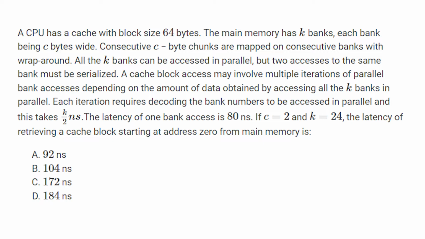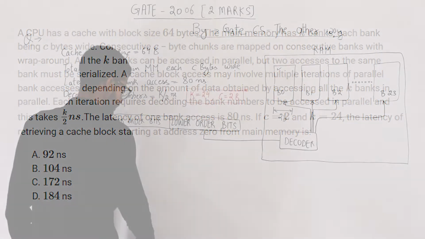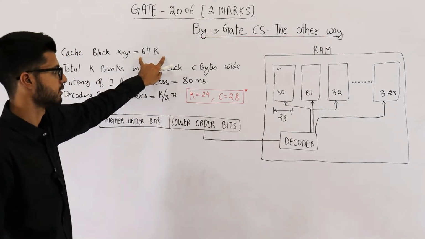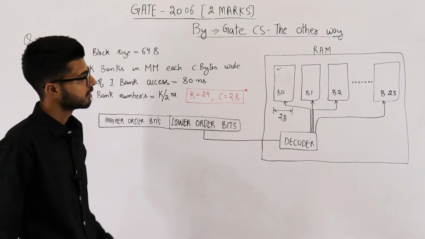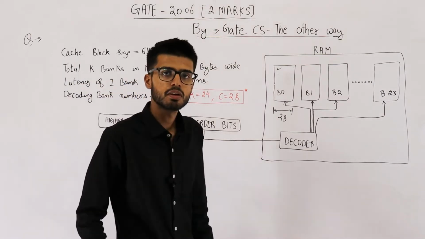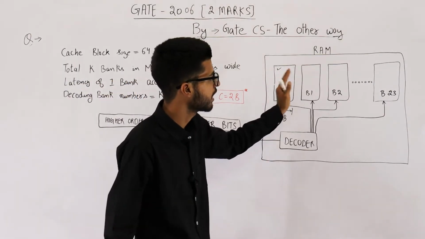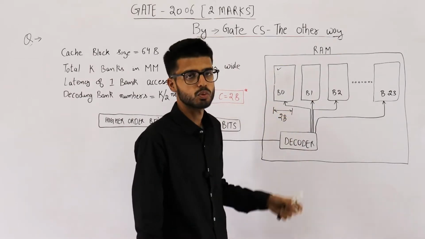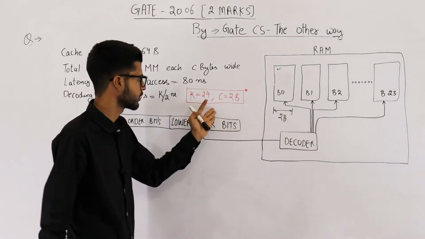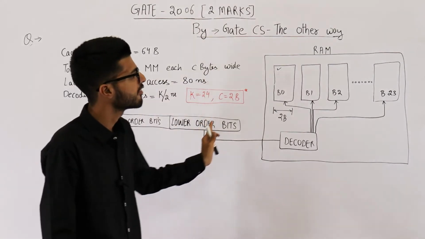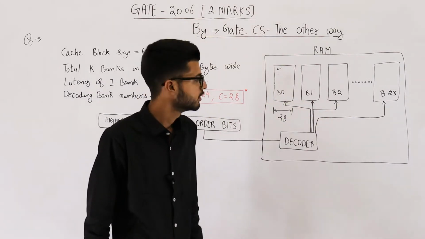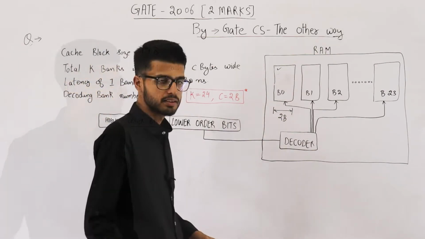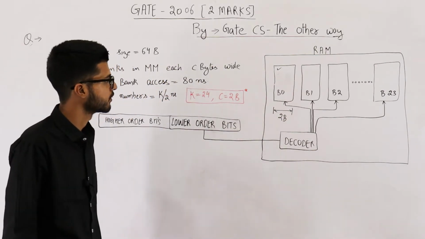So let's understand this much. They are saying you have cache block size of 64 bytes as well as the RAM comprises of a lot of banks. They are saying we have k banks in total and each bank is c bytes wide. Also they've given the values of k and c. So you have 24 banks in total and one bank is 2 bytes wide. We'll just see that in the remaining part of the question.